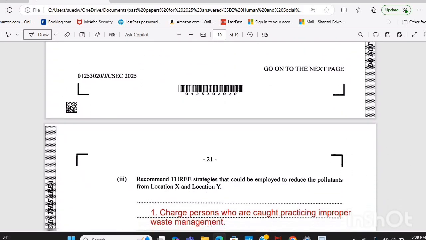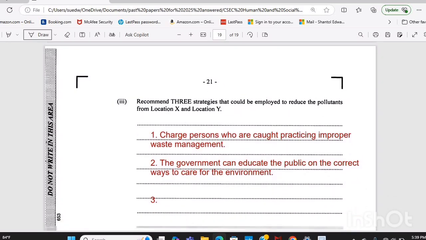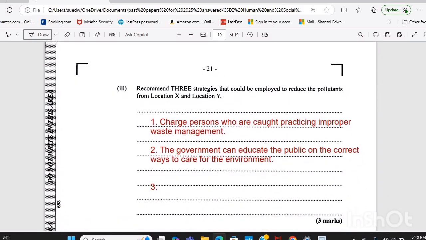All right. And I think this is the last question that they ask you for. It says recommend 3 strategies that could be employed to reduce the pollutants from location X and location Y. Now I have 2 here. 1, charge the persons who are caught practicing improper waste management. So you can charge them a fine. 2, the government can educate the public on the correct ways to care for the environment. All right. So we can have public campaigns. We can charge a fine for those who are practicing improper waste disposal.